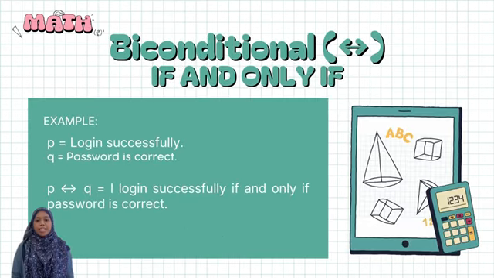Now I will explain about biconditional, which is if and only if. For the example, we have P equals login successfully and Q is the password is correct. So we have P biconditional Q, which is I log in successfully if and only if the password is correct.